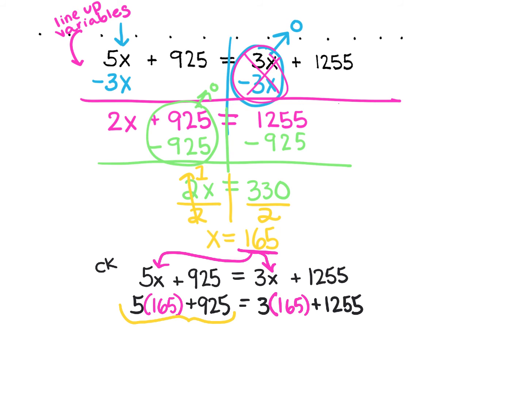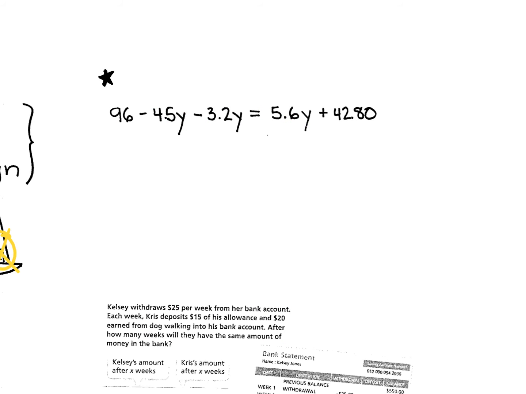I got 1750. So the question is, what is the other side going to equal? Again, in your calculator, 3 times 165 plus 1255. Yes, it does give me 1750, so we have checked and we know that our answer is correct. Let's try this next example.